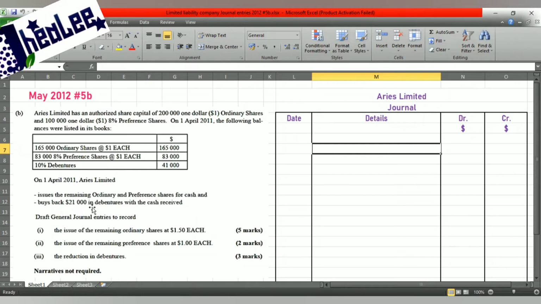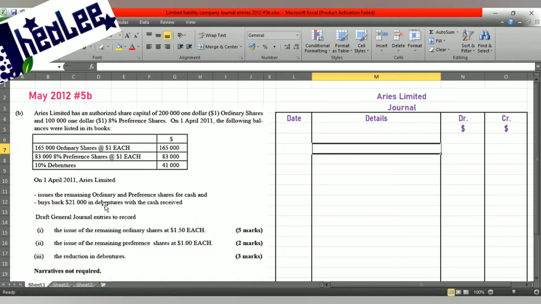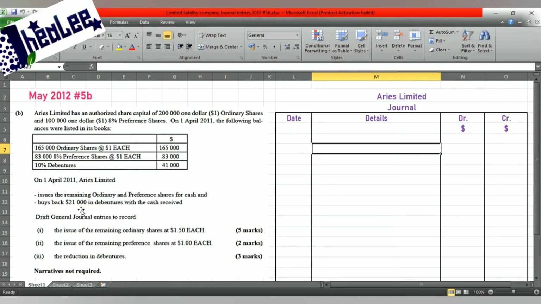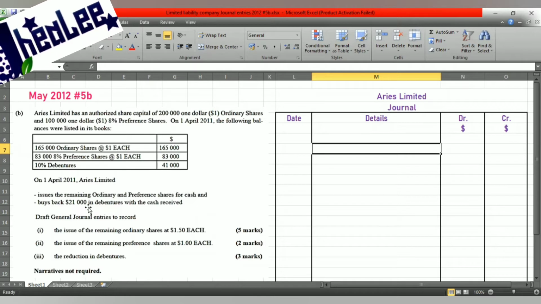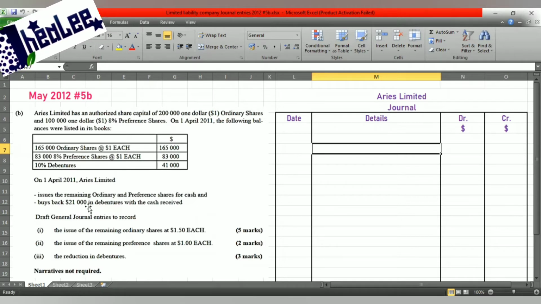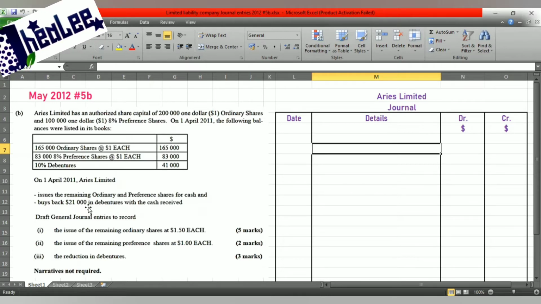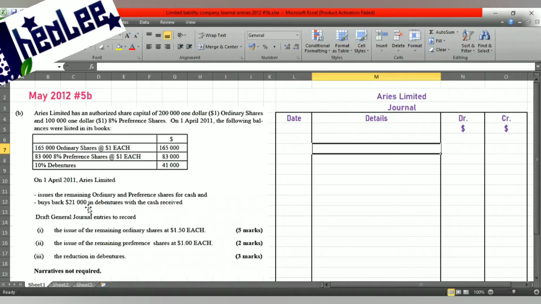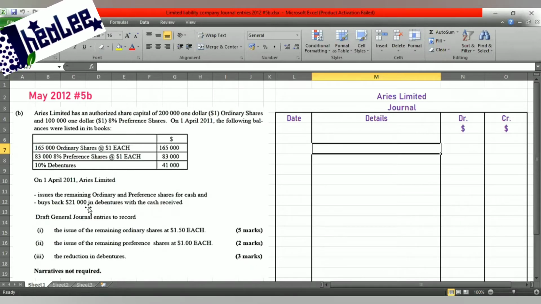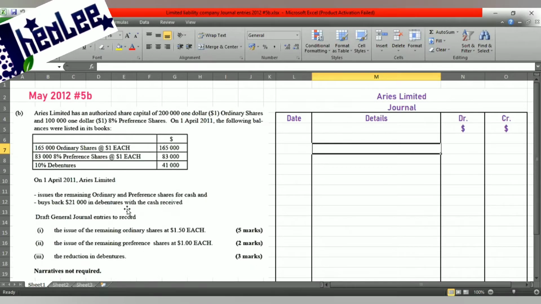It also buys back 21,000 in debentures with the cash received. So what they did basically with the debenture here, when it says buys back, it means that you are paying off some of that loan. Or they could use the term redemption of debentures, meaning you're paying off a part of what you're owing for the debenture.